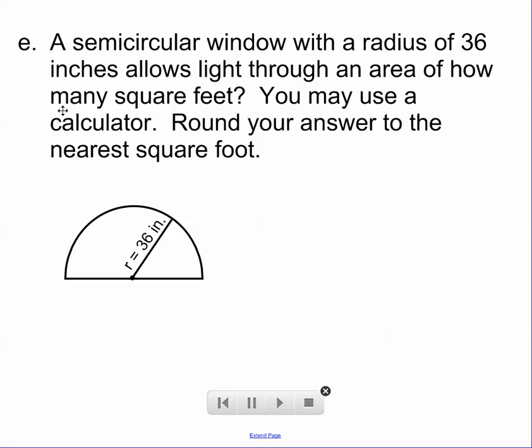All right, a semicircular window with a radius of 36 inches allows light through an area of how many square feet? We're going to use a calculator to get an approximation. We're going to round our answer to the nearest square foot. Okay, well, area is pi r squared for a circle, but this is not a circle.